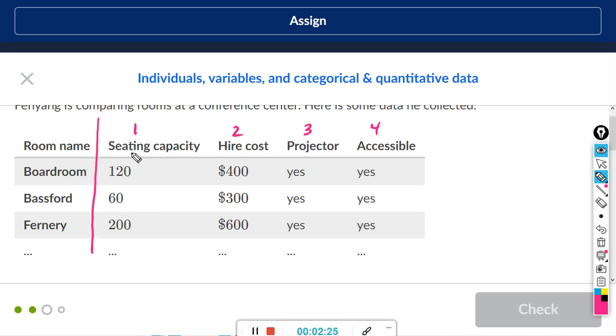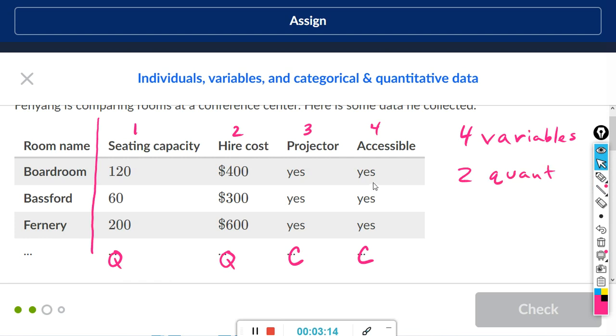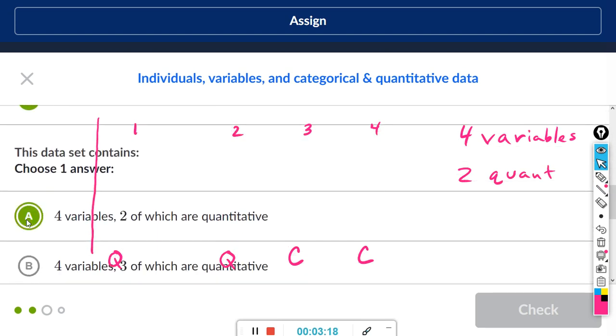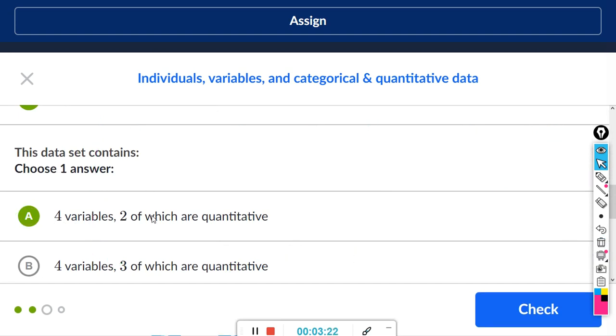So I look at it like this. And you can see for seating capacity, clearly you can put a number to it. So that's going to be quantitative. Okay. Hiring cost, same thing. You can obviously put a number to it. That's quantitative. If it has a projector, it's either going to be yes or no. Okay. So there's no numbers here. This is not quantitative. This one's going to be categorical. All right. And same with accessibility here. It's going to be yes or no. There's no numbers. So it's categorical, okay? So we have 4 variables. And we have 1, 2 that are quantitative. So that's your answer. You just find the correct one. Okay? Answer A, 4 variables, 2 of which are quantitative.